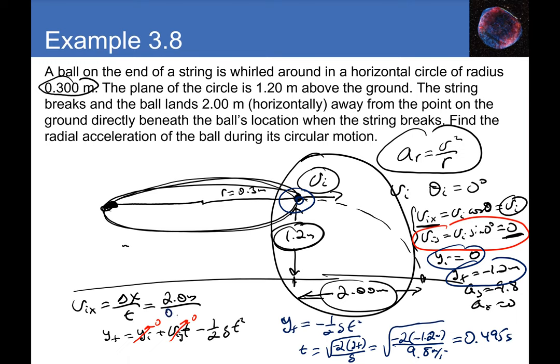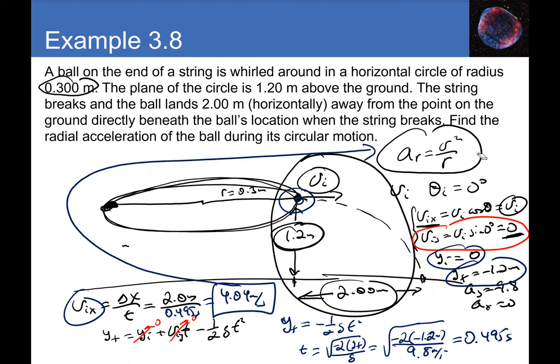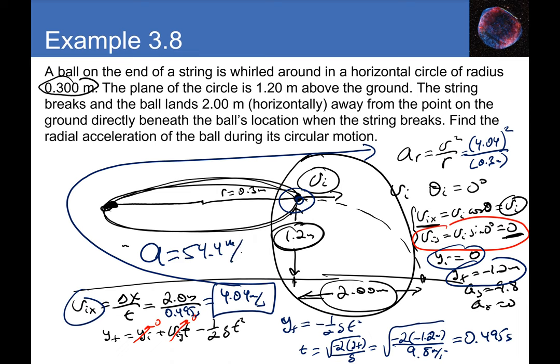Then I come back and plug in the time here, 0.495 seconds, and so for the v_x, which is 4.04 meters per second. Now, what do I do with that? I move this into this equation and solve for the radial acceleration, which is 4.04 squared divided by 0.3 meters for the radius, and then we can find the acceleration. And this acceleration is 54.4 meters per second squared. There you go. Kind of a mess all over the place, right? But hopefully you guys can follow, and then I have a solution in the slide anyways.